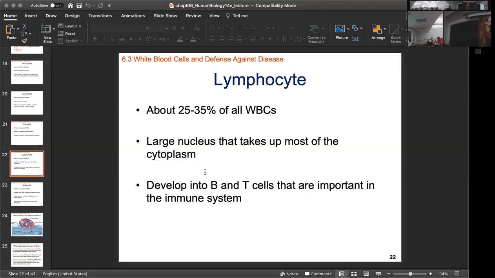All right. A lymphocyte, these are also fairly common. They're probably second to the neutrophils. These have a large nucleus that takes up most of the cytoplasm, so it kind of looks like a big cookie on the inside. And they develop into B and T cells that are important in the immune system.